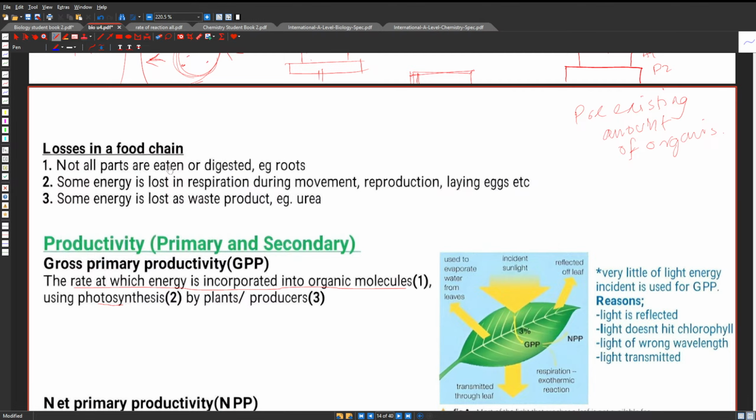Losses in the food chain: not all parts are eaten or digested, like roots. They are, just not by all animals. Some energy is lost in respiration during movement, reproduction, laying eggs. So losses in the food chain, as in where can the energy be given off? It can be given off during reproduction, movement, of course, laying eggs, kind of the same thing. And some energy is lost as a waste product such as urea.